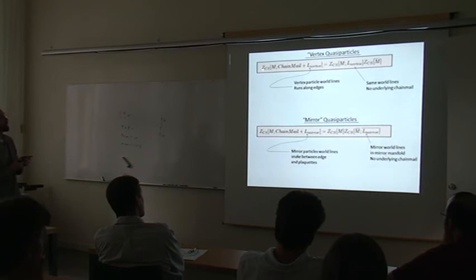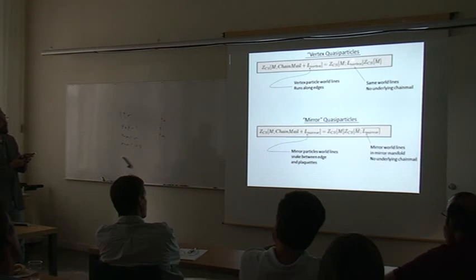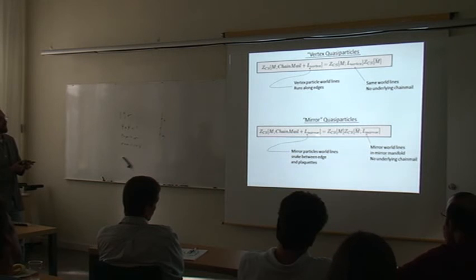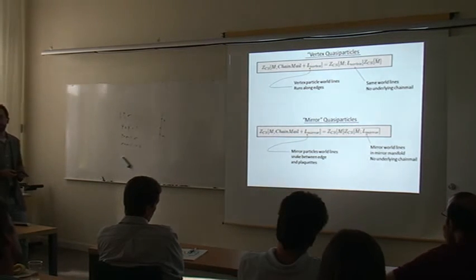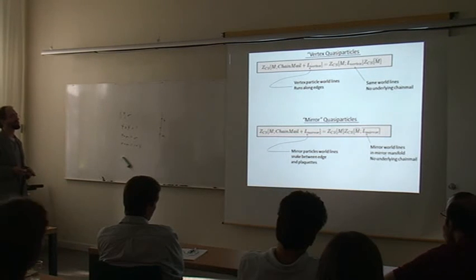that if you have your Chern-Simons partition function of a manifold with the chainmail link in the manifold, if there's a quasi-particle running through the vertices, when you evaluate it, you get the same as the Chern-Simons partition function, no chainmail, the quasi-particle world line staying the same but living in the manifold, and then the mirror manifold is sort of left alone. Whereas if it's a mirror quasi-particle, the quasi-particle world line ends up in the mirror manifold. Okay? And the mirror and the original manifold sort of don't speak to each other.